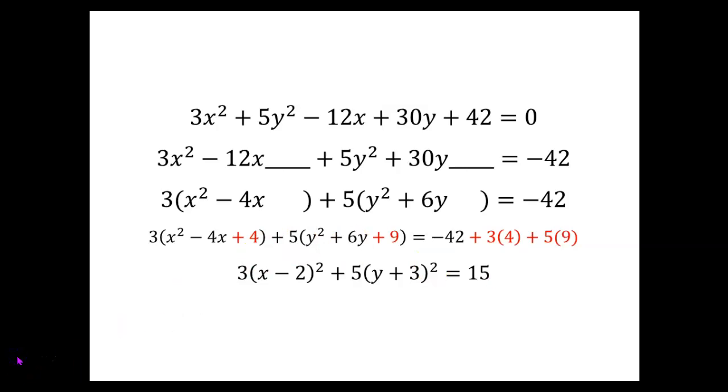Okay, guess what happens next? We have a 15 here. We want a 1. So divide both sides by 15. The 3 divided by 15 gives you a 5 on the bottom. The 5 divided by 15 is a 3 in the denominator. And we have x minus 2 squared over 5 plus y plus 3 squared over 3 equals 1.